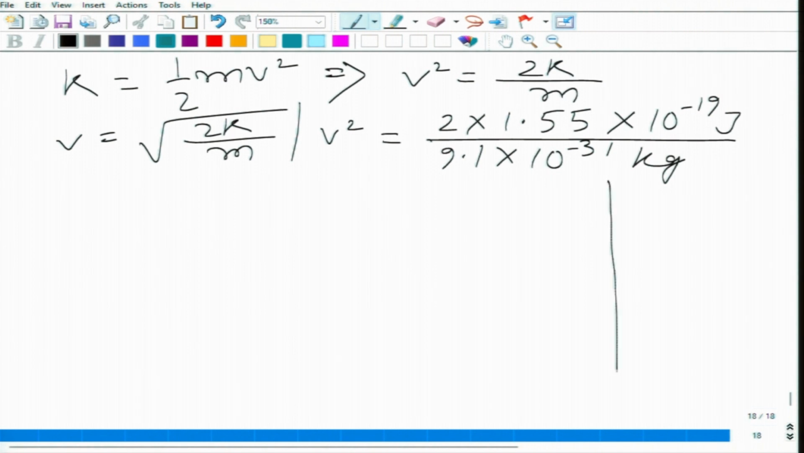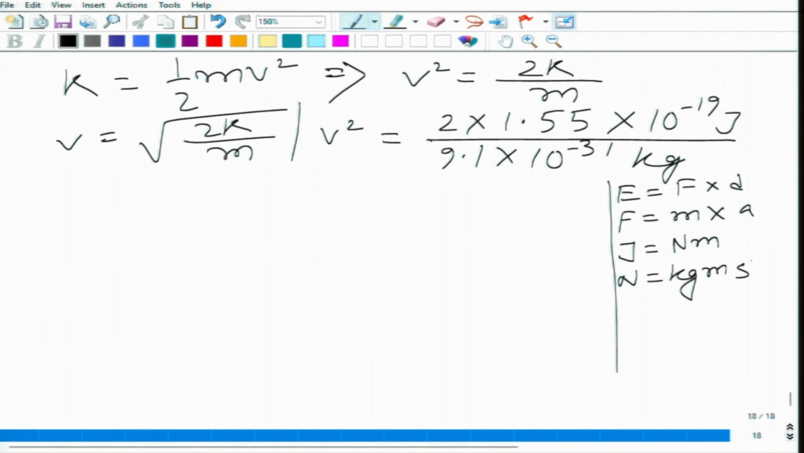Now we need some unit conversion. What is energy? Energy is force into displacement. And what is force? Force is mass into acceleration. So joule equals, the unit of force is Newton, so Newton meter. And what is Newton? Newton is kg meter per second square, or kg meter second to the power minus 2. So joule will be kg meter into meter, that is meter square, and second to the power minus 2.